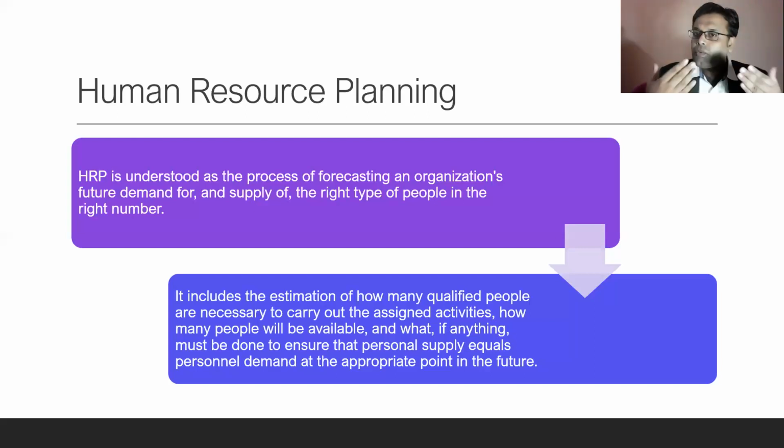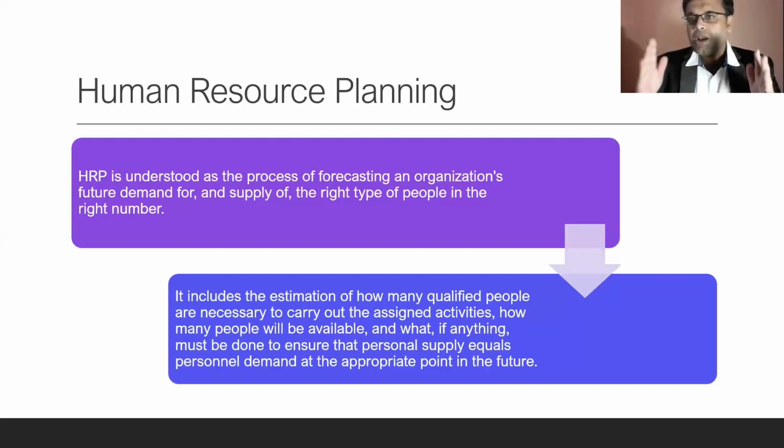So let us understand then what is human resource planning. Human resource planning is understood as the process of forecasting an organization's future demand for and supply of the right type of people in the right number. Simple concept. Next, it includes the estimation of how many qualified people are necessary to carry out the assigned activities, how many people would be available, and what, if anything, must be done to ensure that the personnel supply equals the personnel demand at the appropriate point in the future.